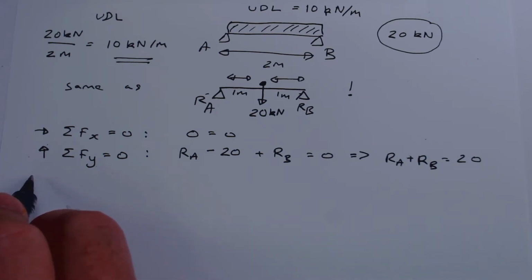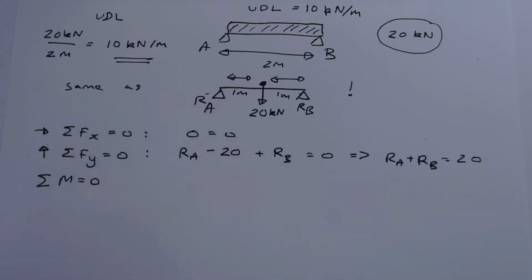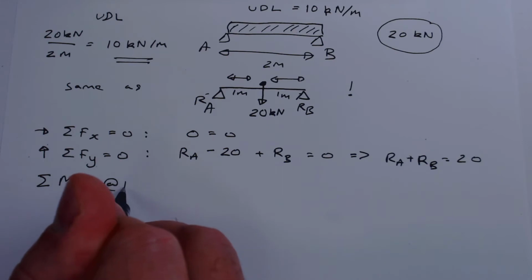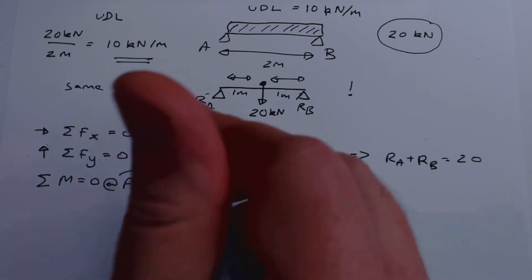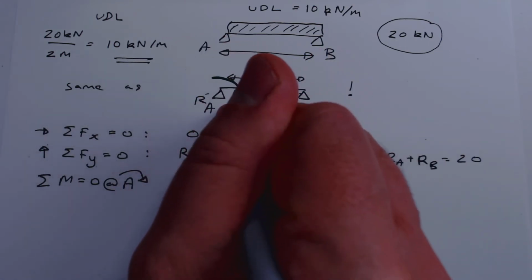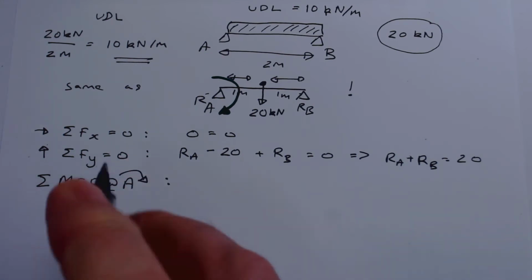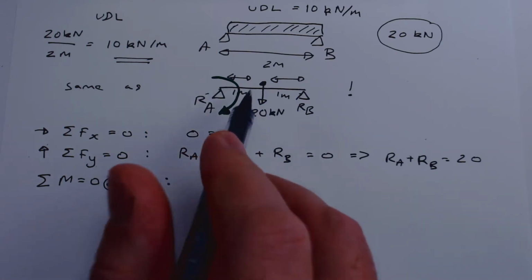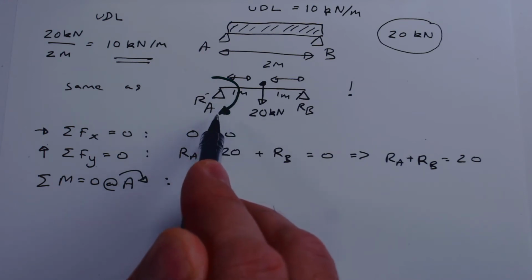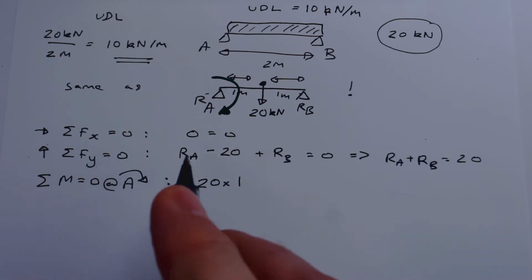And the final thing will be to take moments. Take moments at a logical place. Sensible place here is at pivot A. So we're going to go round pivot A in a clockwise sense down there. The distance from here to here is 1 meter. The arrow is pointing downwards, the clockwise symbol is pointing downwards, so that's going to give me 20 times 1.